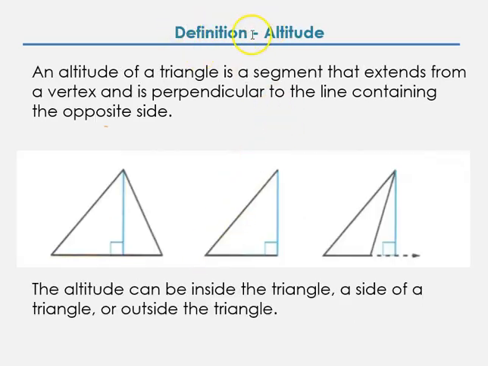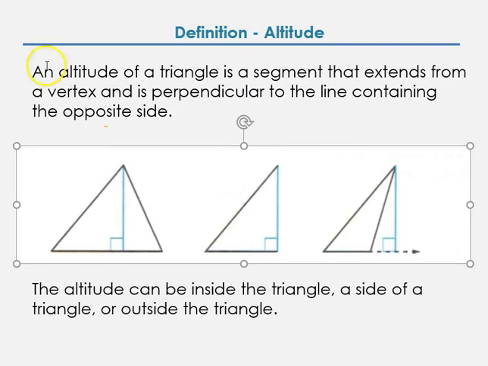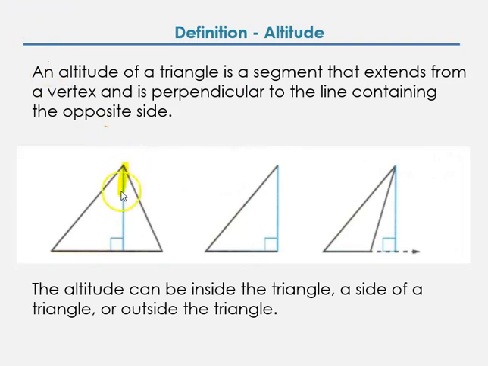We have a definition, and this is the definition of altitude. Now, you've learned about altitude before in Algebra 1. An altitude of a triangle is a segment that extends from a vertex and is perpendicular to the line containing the opposite side. In some cases in triangles, that'll be inside the triangle. So, for this triangle, you'll see that the altitude goes from the vertex to the opposite side of the triangle, creating a 90-degree angle.